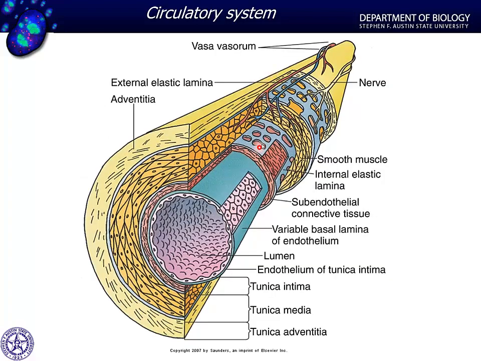Here we see we've left off with our internal elastic lamina. Here we have our tunica media with our muscular layer, and then this we see is our external elastic lamina. It looks much the same as the internal elastic. The only difference is the location.